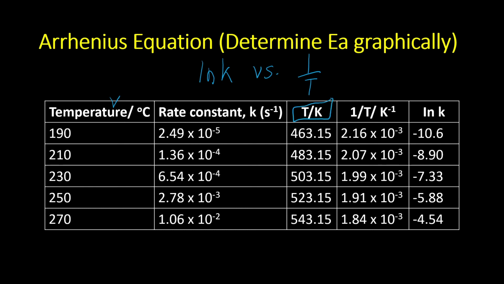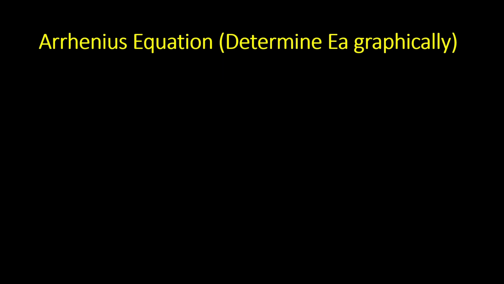And then we need to calculate 1 over absolute temperature. And for the rate constant, we need to calculate it in the form of log K. With the data, we can then plot our linear graph, log K versus 1 over T. From the log K and 1 over absolute temperature data that we calculated, we are expected to get a linear graph like this.